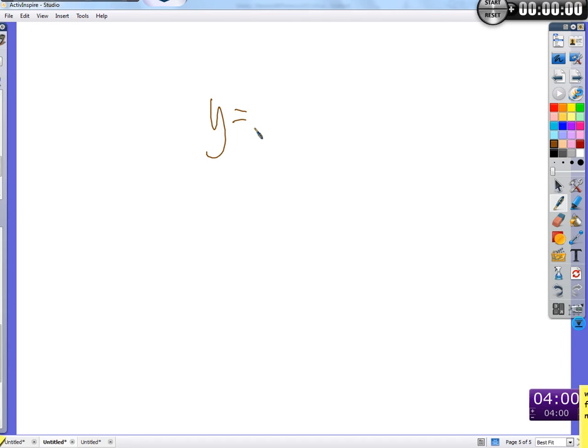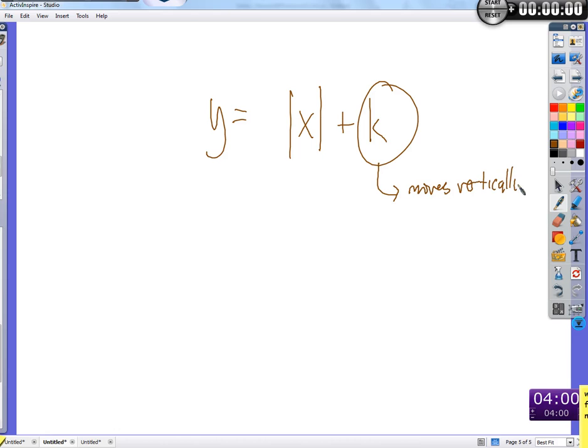Y equals, taking the absolute value of x, and what things have we done to the absolute value of x function to change it? We've added to it, okay, so we get to add something, let's call it k. What did adding k do to the graph? Moved it up, moved it down if it's negative, right? So it moves vertically. It doesn't change the steepness, it doesn't change its shape at all, but it moves it up and down.